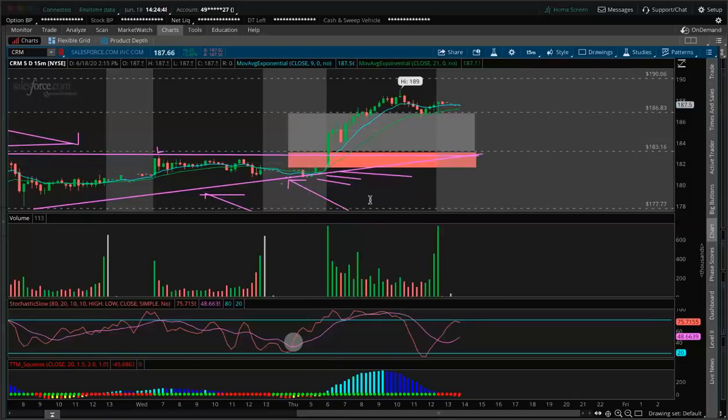Now this big box represents your reward area. So this is what you're risking to make this. This is what you're risking. This is what you can potentially make.